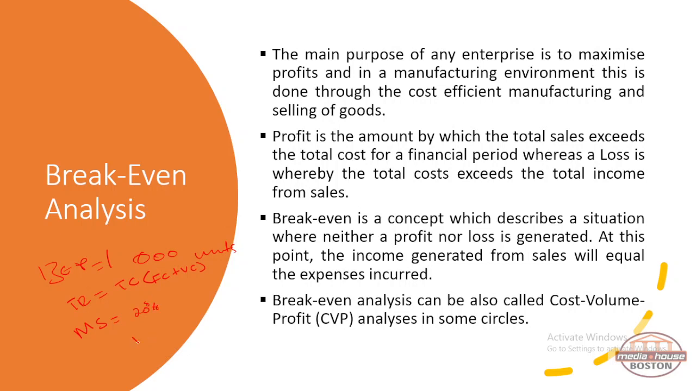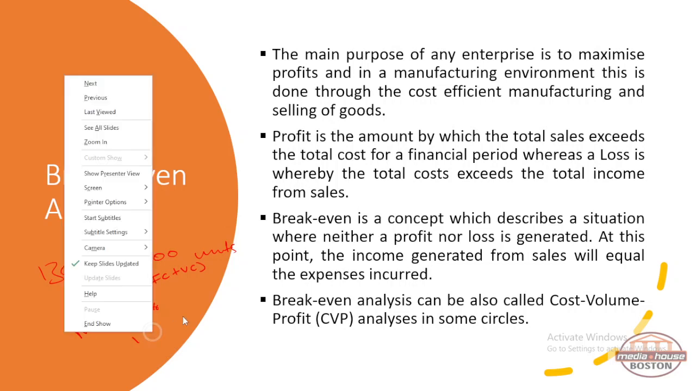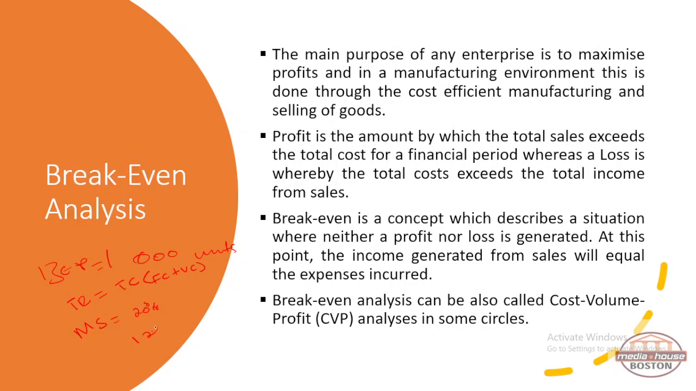So 20% of that will be 1200. This will be our margin of safety. So the break-even point is 1000, and the margin of safety is 1200. Once we sell more than 1200, we can say we've made actual profit. We are going to be making actual profit because now we've passed our margin of safety. All of this in a graph will look something like this.